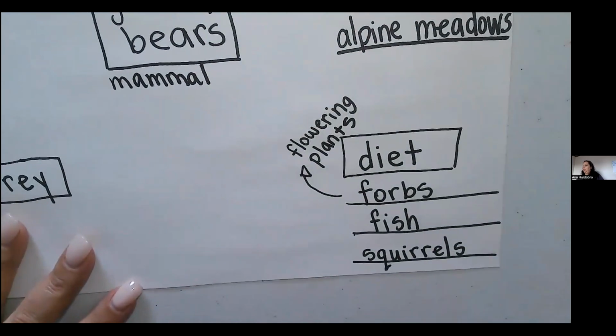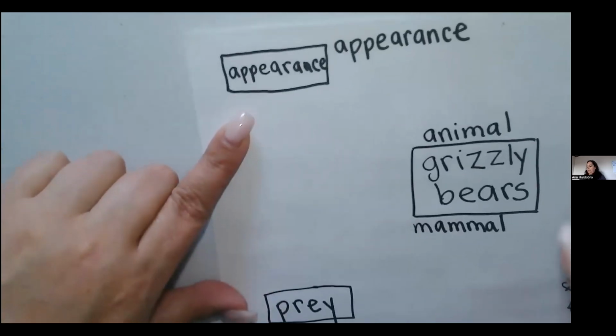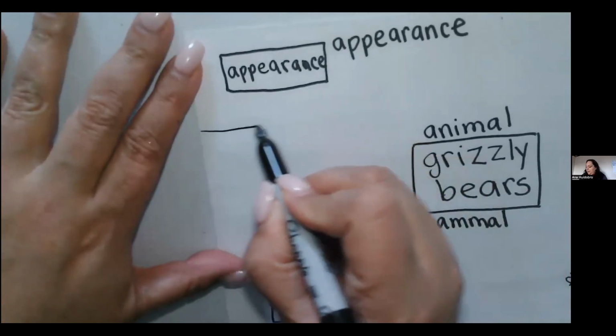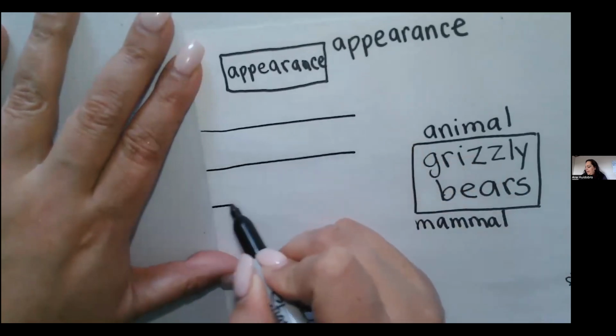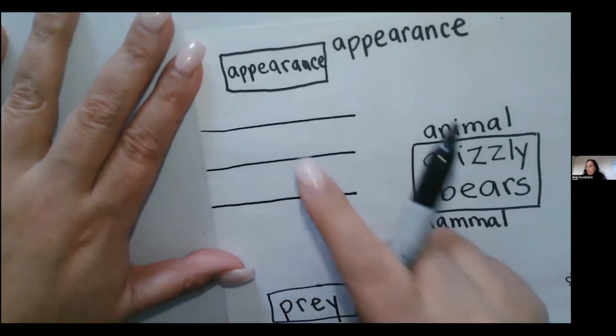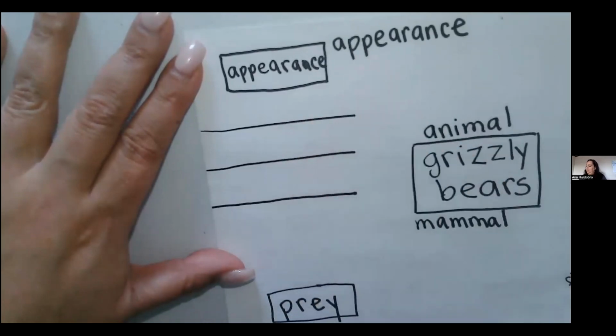Super job, super job. All right. So here is appearance. I'm going to go ahead and make my 3 lines. So appearance is a fancy word for saying how something looks. So why don't you go ahead and write 3 things or as many as you can about the appearance of a grizzly bear. And then I'm going to go ahead and write my 3 things.